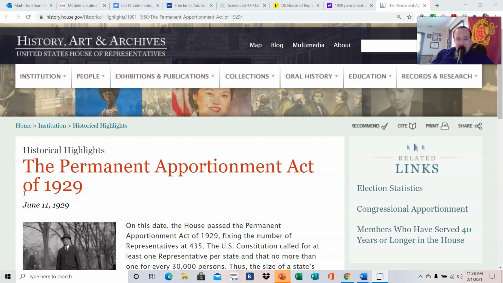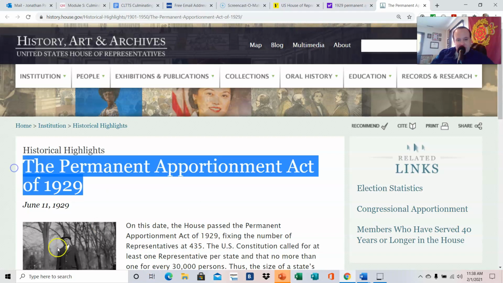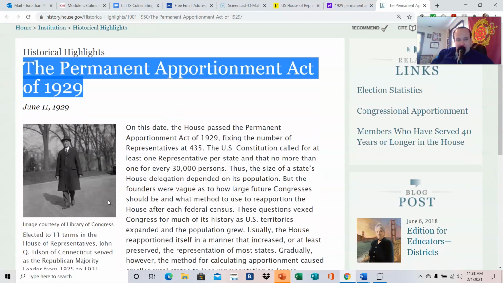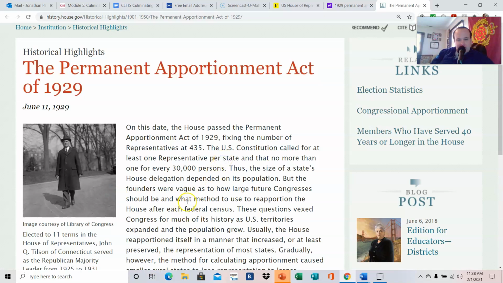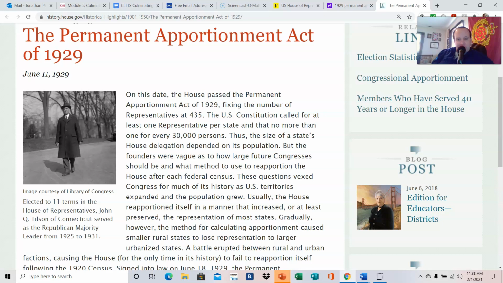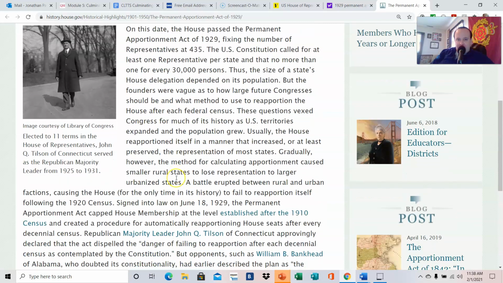Good idea, maybe, but it's because of this, the Permanent Apportionment Act of 1929. Now, this might be something I'd remember for purposes of the test. So the House in 1929 fixed the number of representatives at 435. They got into a fight back in the day about apportionment. The state's House delegation is based on population. The Constitution, though, doesn't say how future Congresses should be set up, how big the House should be, in other words.